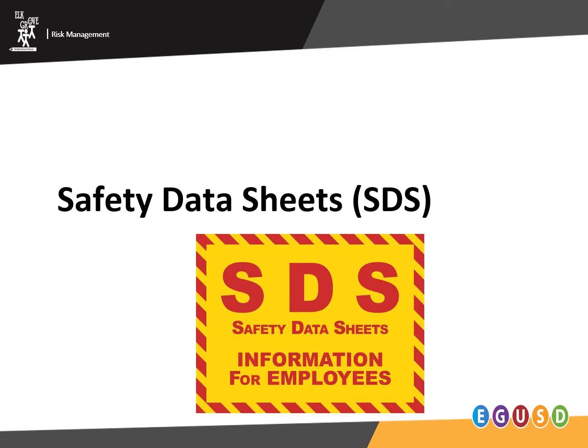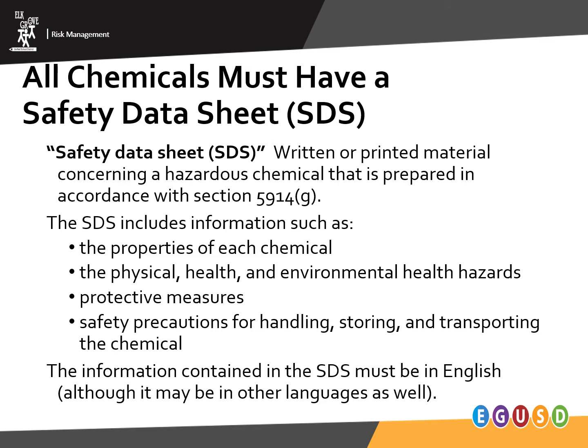Safety data sheets. All chemicals must have a safety data sheet. Safety data sheet: written or printed material concerning a hazardous chemical that is prepared in accordance with Section 5194(g). The SDS includes information such as the properties of each chemical, the physical, health and environmental health hazards, protective measures, and safety precautions for handling, storing, and transporting the chemical. The information contained in the SDS must be in English, although it may be in other languages as well.